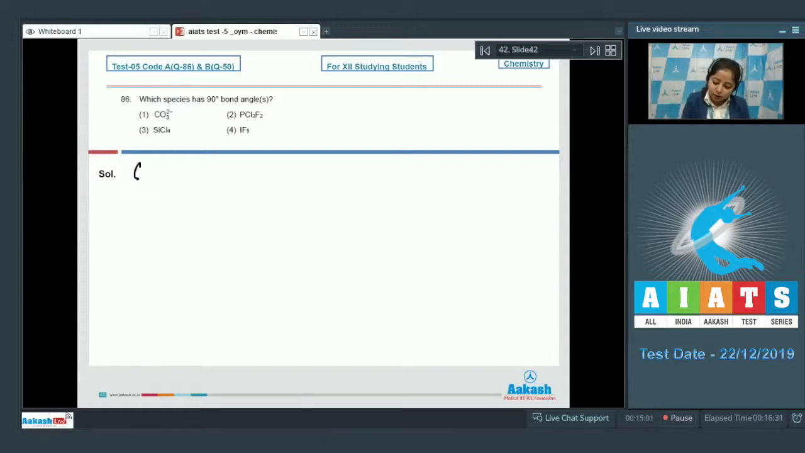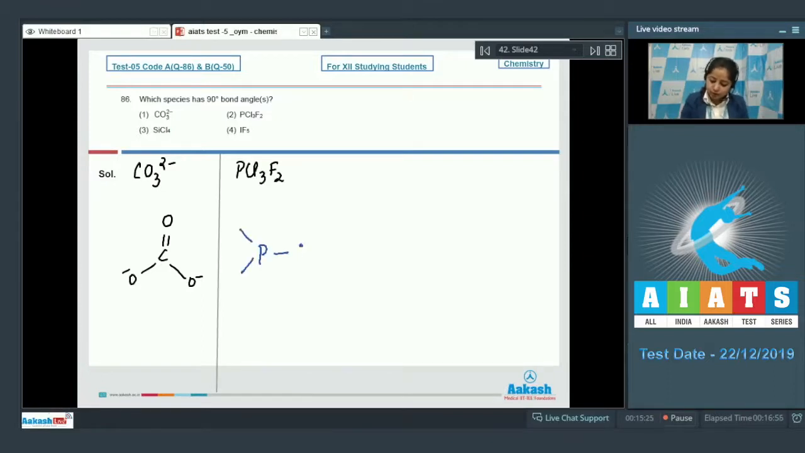Starting with CO3 2-, C double bond O, O minus, O minus. So the bond angle is around 120 degree each. Moving to next option, which is PCl3F2, phosphorus, 3 chlorine and 2 fluorine at the axial position. Here the bond angle between fluorine and chlorine is 90 degree.